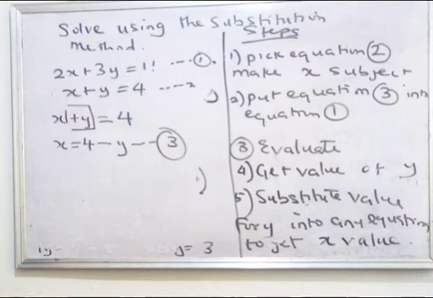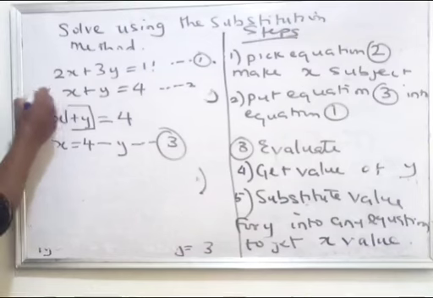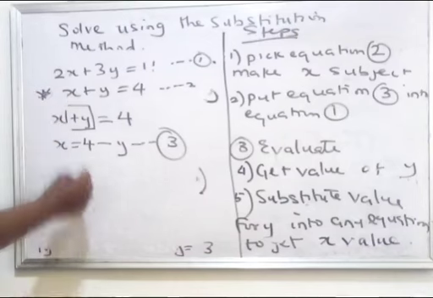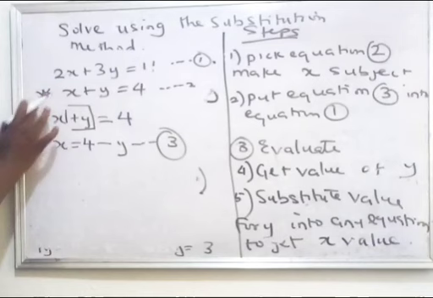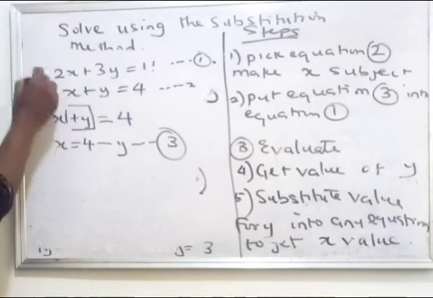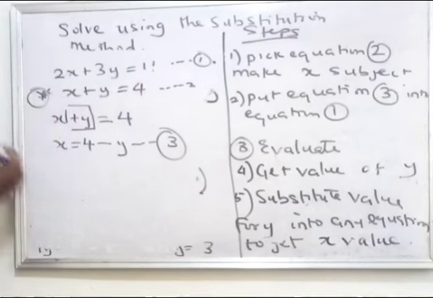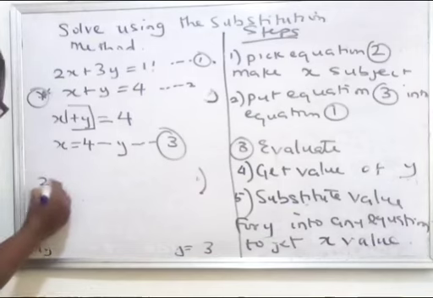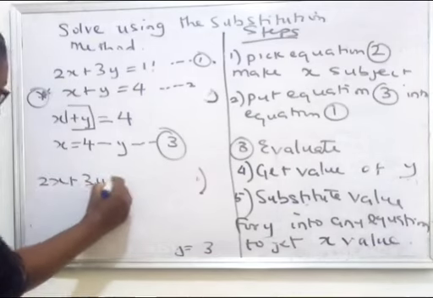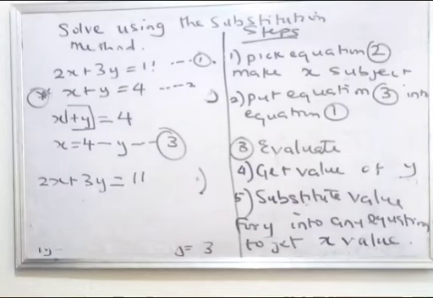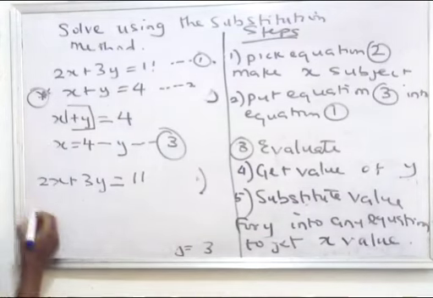The next step: put or substitute equation 3 into equation 1, which implies that for now our business with equation 2 can rest. We used equation 2 to generate equation 3, so for now let's rest. We'll leave this alone while we move over to the next one. Let's rewrite our equation 1: 2x plus 3y is equal to 11. So, what is our value for x? 4 minus y. Let's put that in.